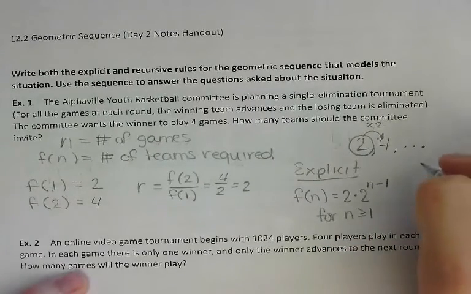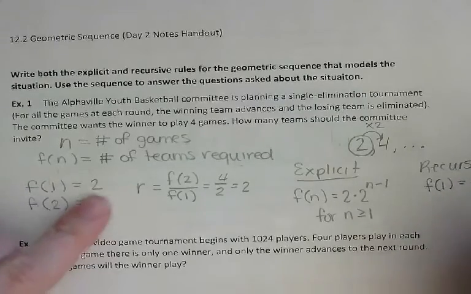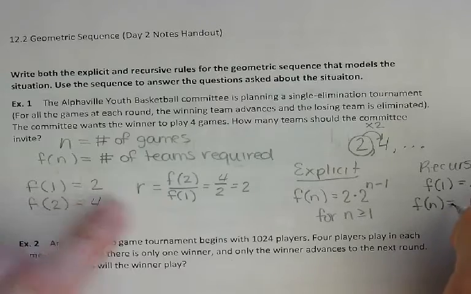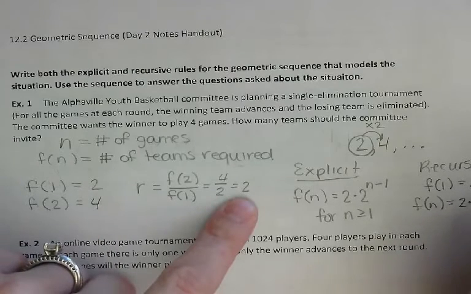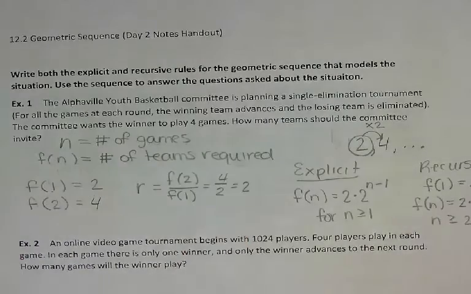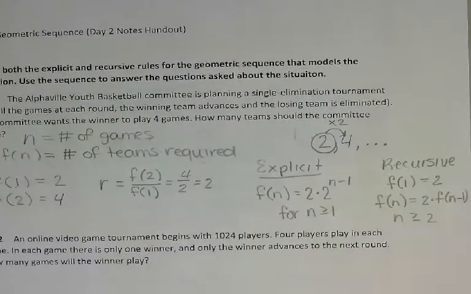And for recursive, we're going to say f of 1 equals 2. And then the rule is that f of n equals the r, so 2 times the previous number, for n's greater than or equal to 2. So if that's a 1, that's a 2. And there's my second rule.